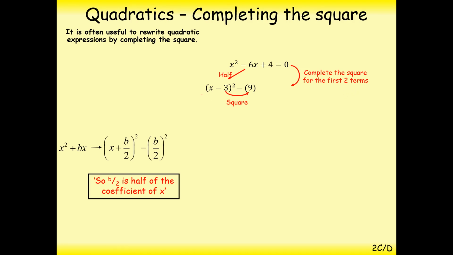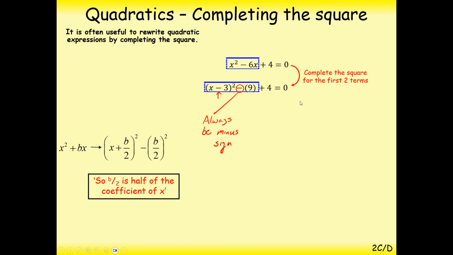No matter whether you have a plus sign or a minus sign here, I said at the beginning, this will always be minus. Always. So then we have a 4. Don't forget to bring the 4 down and combine negative 9 with a positive 4. So that will give us a negative 5.